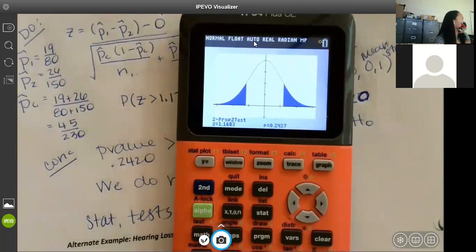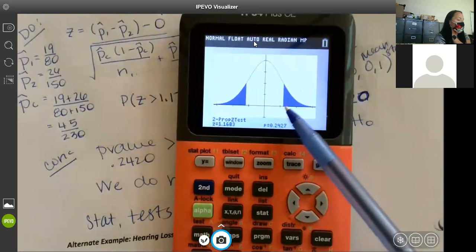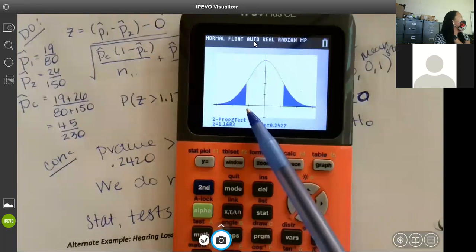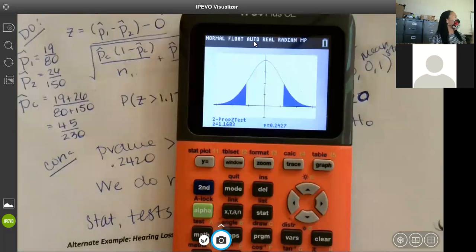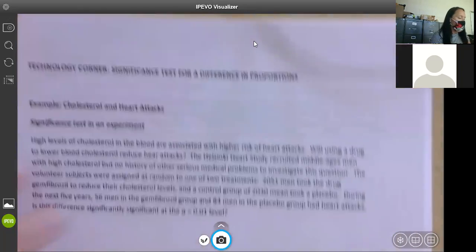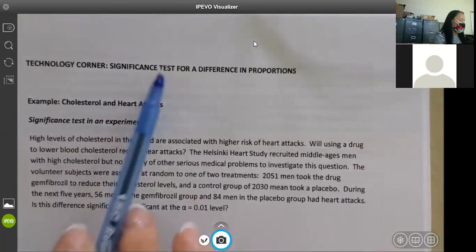So there's your two-sided test. Okay. So if they ask you to draw it, you can just do that and put it on there. Otherwise, you're just drawing it like normal. So it'll be at 1.17. That's what you're seeing right now, 1.17 and negative 1.17. And it's both sides. Got it? It's pretty simple. You don't need your calculator to draw them. They're really easy. All right. So that's what that technology corner was about.